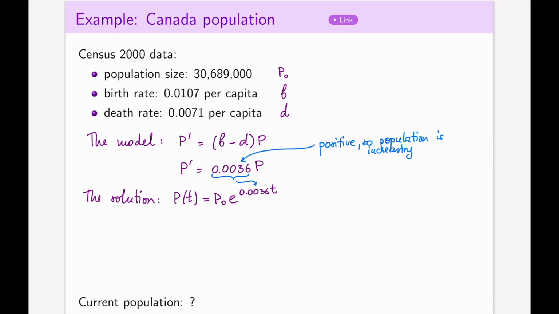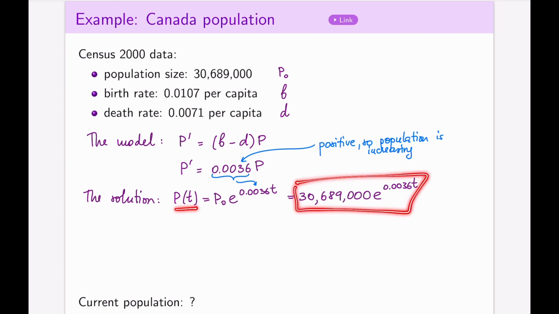Now, I actually know my initial population size that is coming out of the census data from 2000. So I'm going to have 30,689,000 people times e to the power 0.0036 t. Now, this is in fact fantastic news because now I have an immediate solution to the population size at any given time t after 2000.